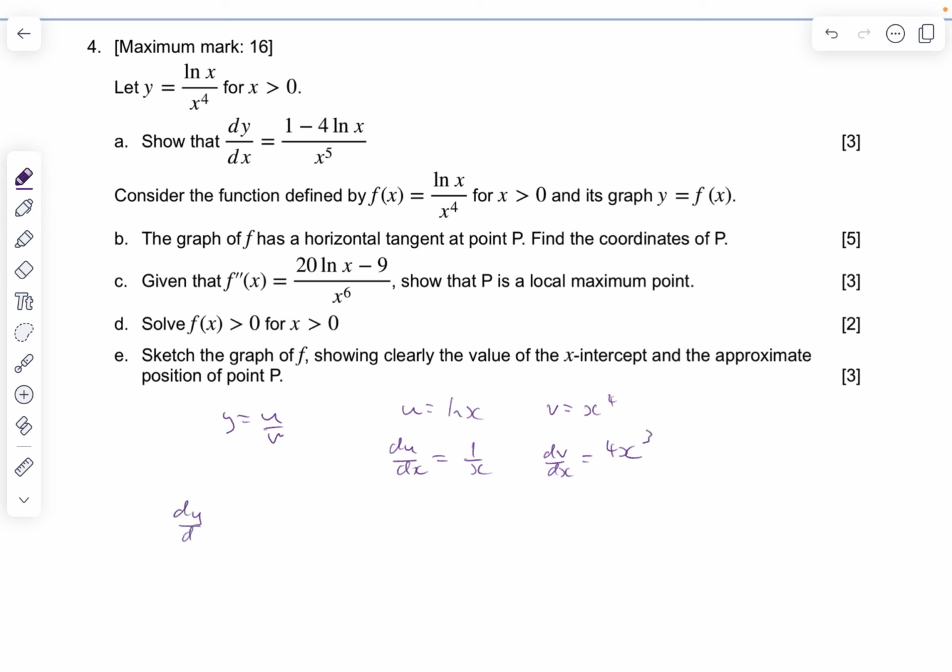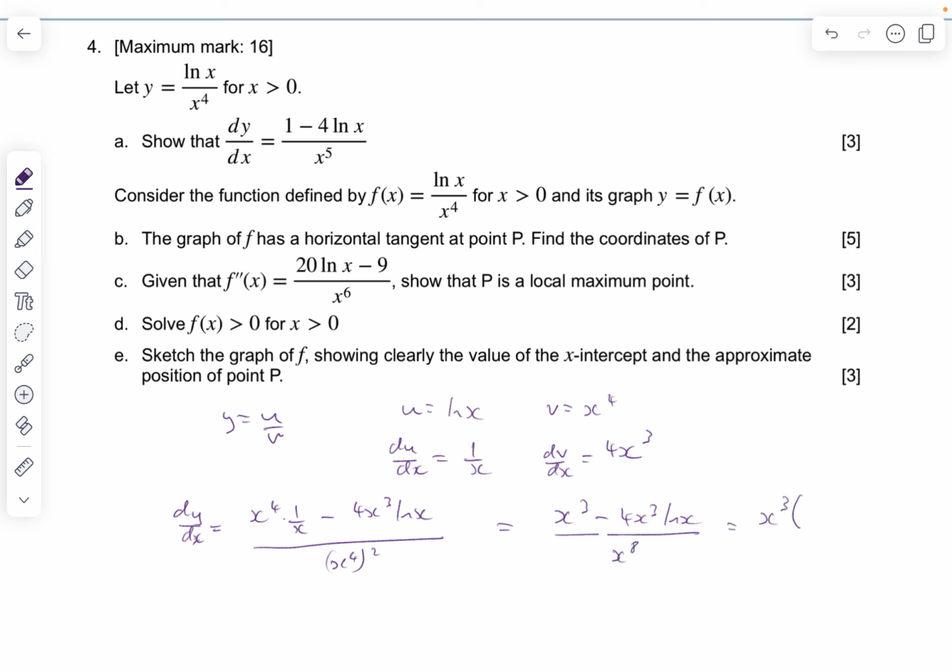So dy by dx is v du by dx, which is x to the 4 times 1 over x, subtract u dv by dx, 4x cubed log x, over v squared. So here we can cancel one of the x's to give us an x cubed. Subtract 4x cubed log x over x to the 4 squared, which is x to the power 8.